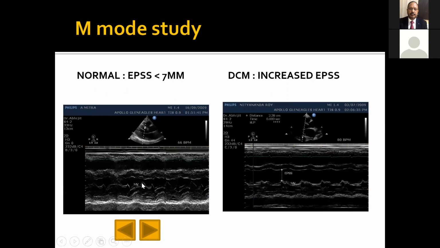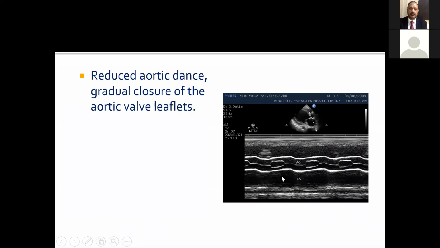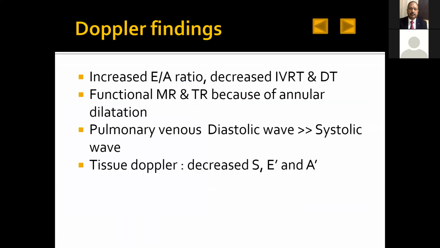This is the E-point septal separation. Normal less than 7 millimeters. Here it is increased. There is reduced aortic dance. This is aortic dance, the up and down movement of the aorta, aortic wall. And there is gradual closure of the aortic valve leaflets. See, normally it should be like a parallelogram, but here it is tapering to a close, means that in the later part of the systole, the outflow decreases, and that causes gradual closure of the aortic valve leaflets.